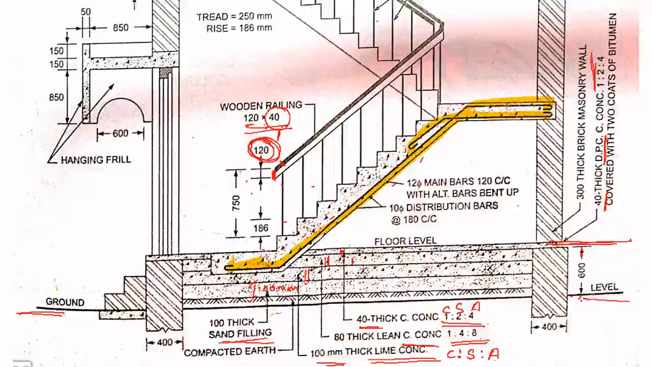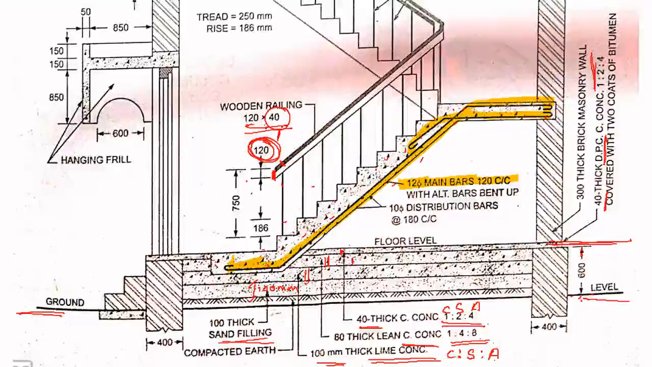You will study these details while studying the design subject. These are the main bars, and the main bars are 12 mm diameter, with 120 mm center to center distance. That is why it is 12 mm diameter main bars at 120 mm center to center distance with alternate bars bent up. Okay, so alternate bars will be bending to the other side.